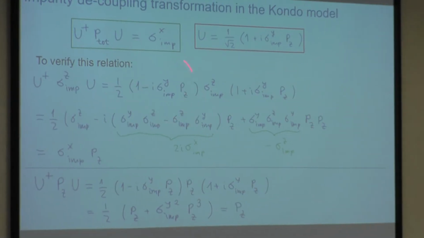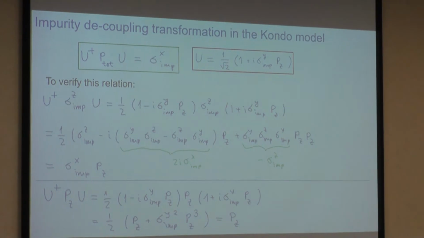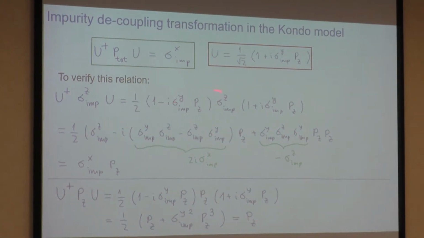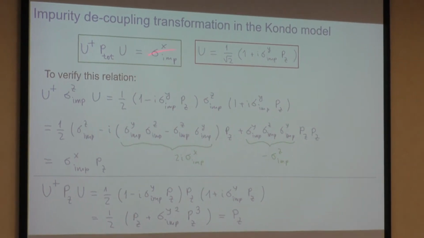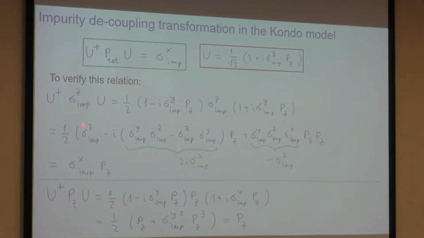Let's take sigma z of the impurity. We sandwich it between U dagger and U. Obviously PZ commutes with sigma z, so we just have to think about the commutation relation between the y and z components of the spin. We just do it brute force, just open it up. Let's keep the terms of zeroth order in PZ. Then we just have the sigma z in the middle.